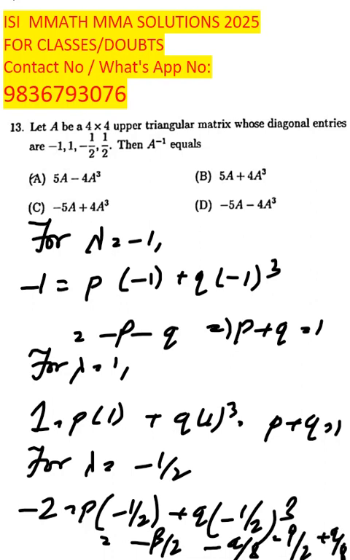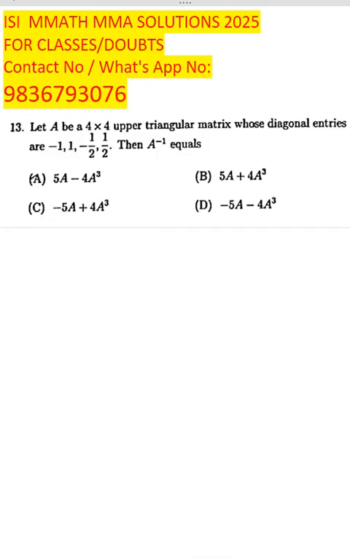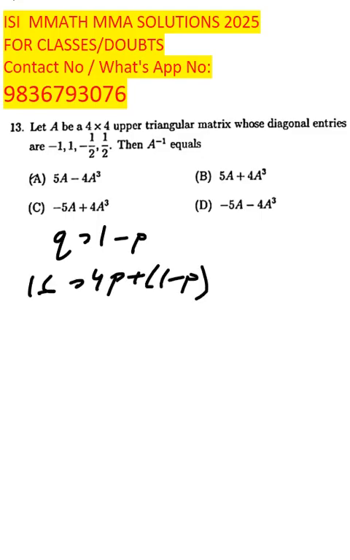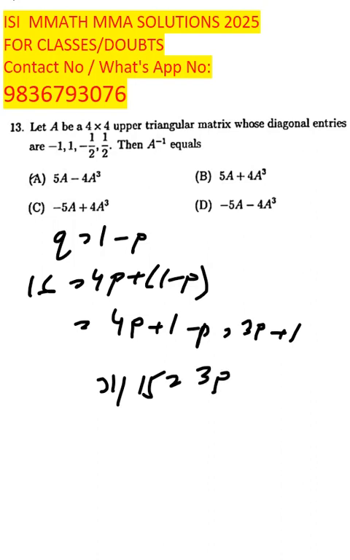If we multiply both sides by 8, we will get 16 equals 4p plus q. Solving the system, we know q is equal to 1 minus p. So 16 is equal to 4p plus 1 minus p, which is 3p plus 1. Or 15 is equal to 3p, so p is equal to 5. q is equal to 1 minus 5, which is -4. So the answer is A inverse equals 5A minus 4A cube, Option A.